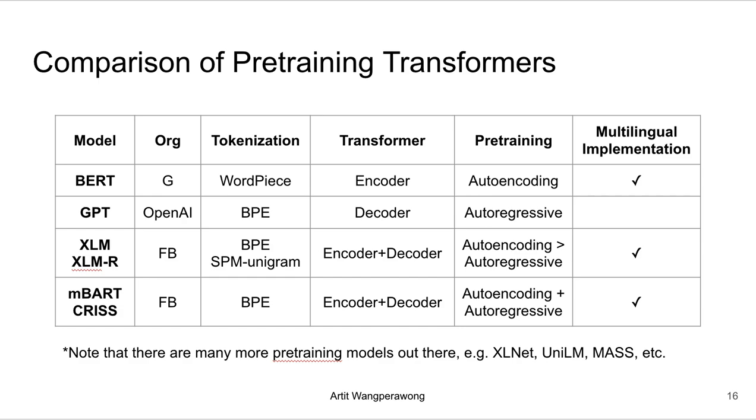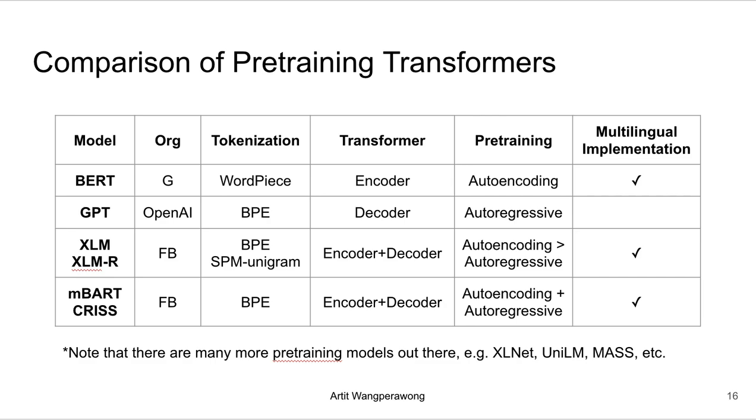Finally, let's talk about different pre-training transformers and how they compare. In this table that I've created here, I show different models that we've covered and some that I will cover next time. So the first model is the BERT model, created at Google. It uses word piece tokenization, and it uses an encoder. It pre-trains the encoder using an autoencoding pre-training strategy. And there are multilingual implementations of BERT called mBERT.